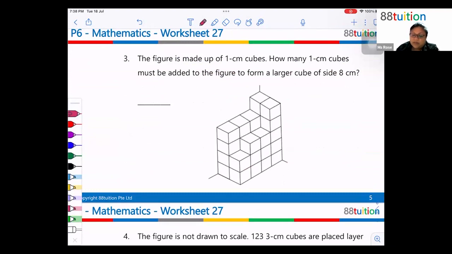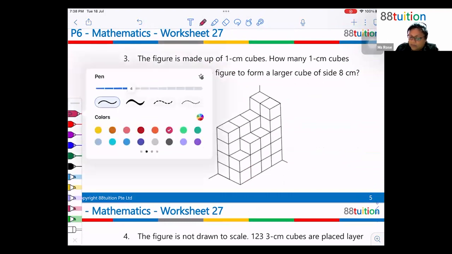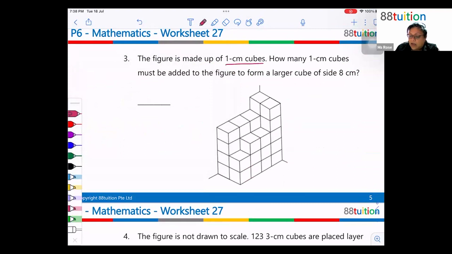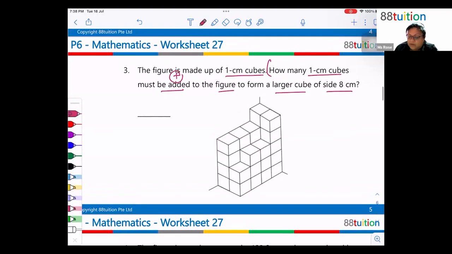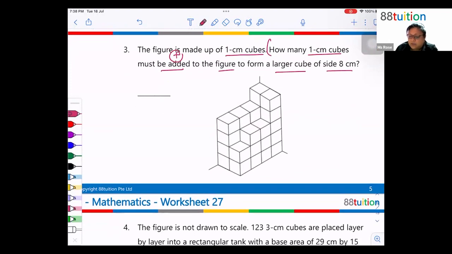Now, for question 3, it says here, the figure is made out of 1 cm cubes. How many 1 cm cubes must be added to the figure to form a large cube of side 8 cm? Now, first you must understand it is made out of 1 cm cubes. So you want to form a larger cube of side 8 cm. I'm just going to draw an image of how it looks like.